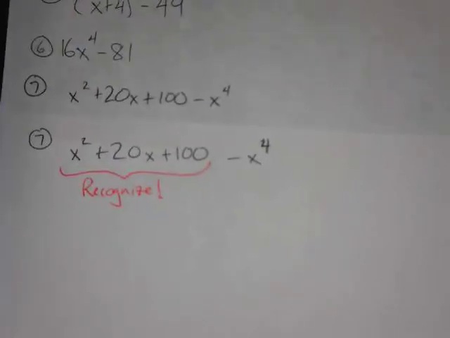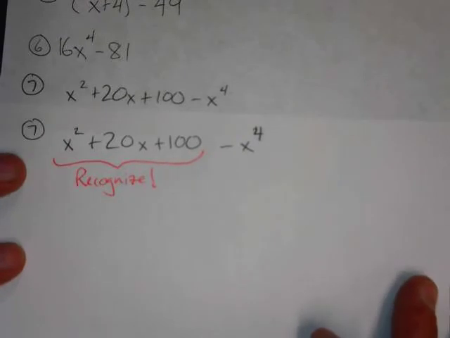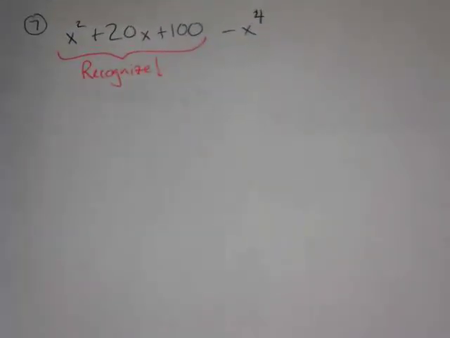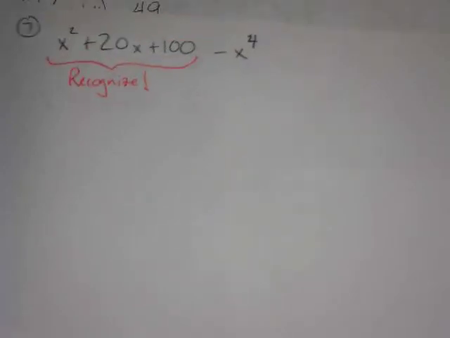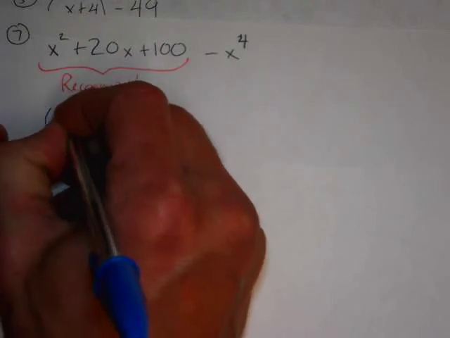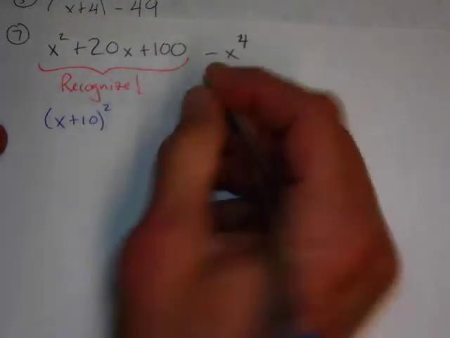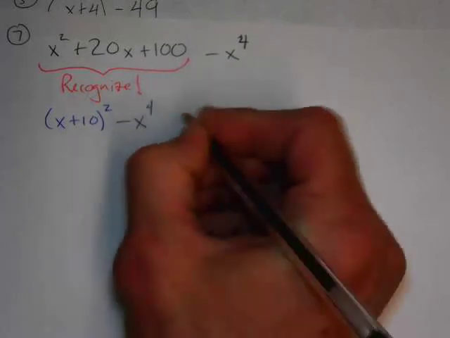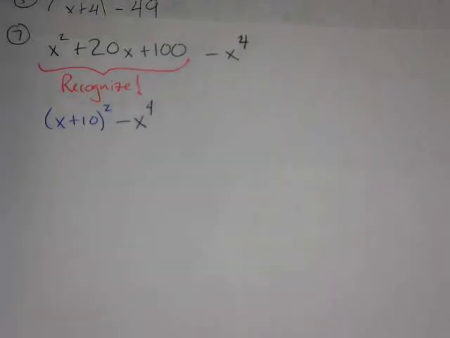And what does this have to do with anything? This is a good one. All right, so we recognize our perfect square trinomial. Now, what are we going to do with that perfect square trinomial? Of course, we're going to factor it. Of course, we know that this is going to be x plus 10 squared. And then we have our minus x to the fourth. All right, so we have that.